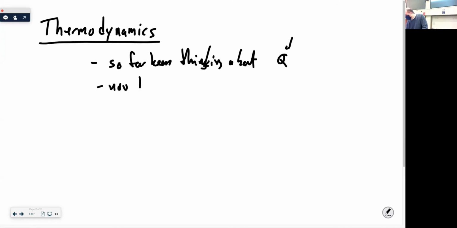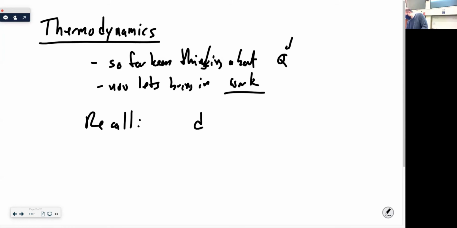Now, let's bring in work. What if our system does work? So recall from Analyte 1, you probably wrote down something like this: some dW, some infinitesimal work quantity, is equal to some force times some infinitesimal displacement. Does that look vaguely familiar from Analyte 1? Okay, good.